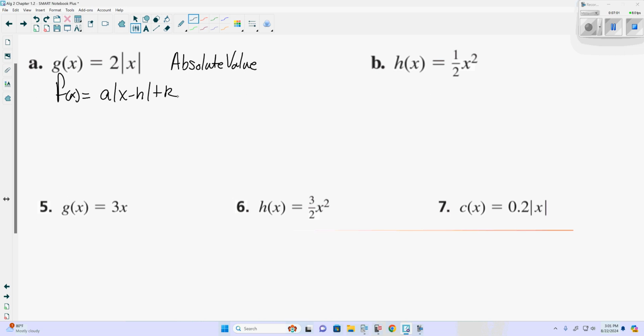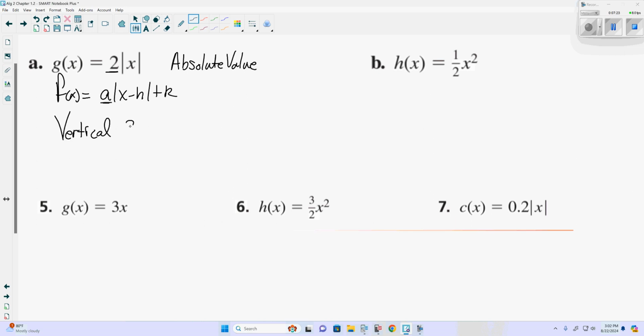Now, for this one here, we do not have a value of h. We do not have a value of k. There's not a number in either one of those two places, guys. So since there's no value for h and k, there is no movement left, right, up, or down. But the value of a in this case is 2.